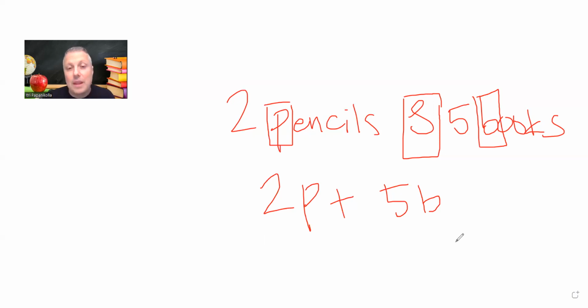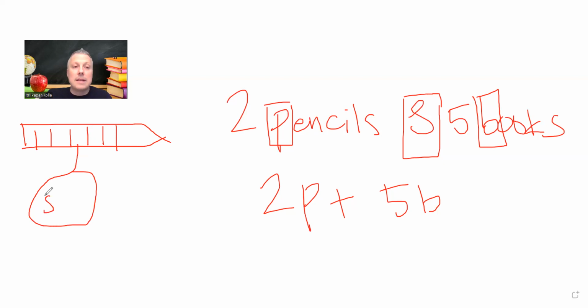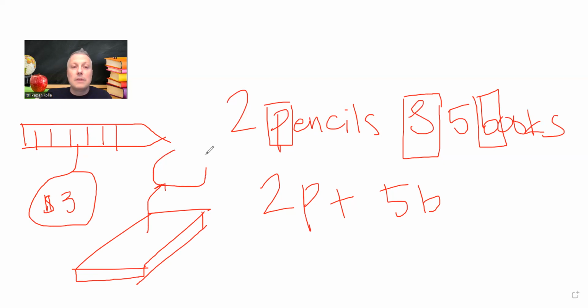We don't. Do we know the value of the book? We do not. So if the store has a price attached to the pencil and to the book, that would be our next goal. I'll draw a little pencil right here with a little tag, and let's say the tag says the pencil is $3. Then I'll draw a little book with a price tag of, let's say, $10.